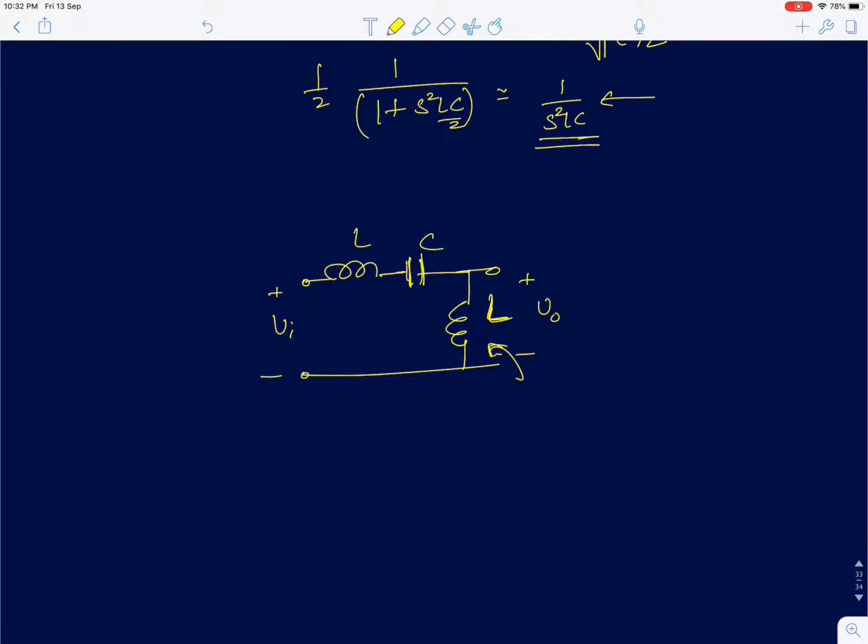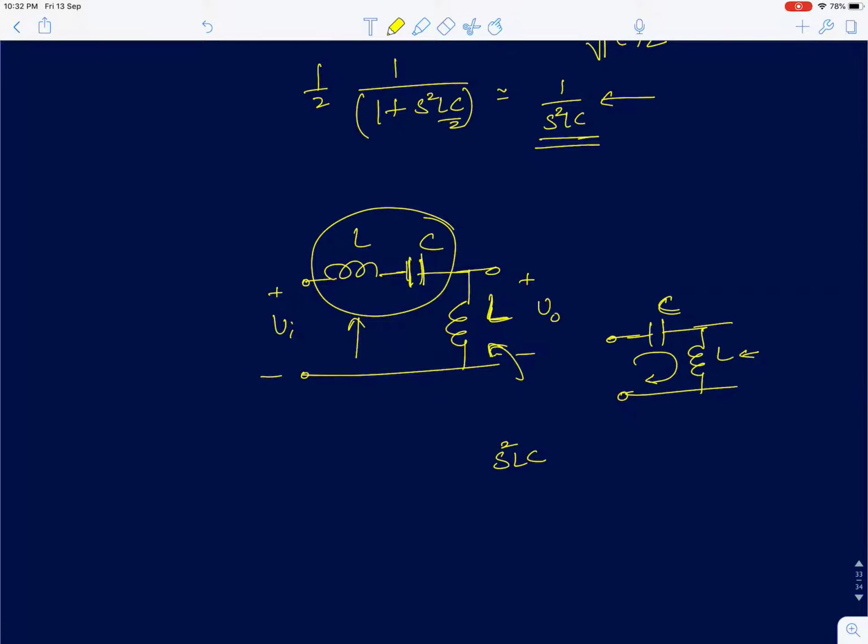Okay. So I can reduce the circuit to something like this at low frequencies. Capacitive impedance is much larger, so in the series LC it will be represented by a single capacitor. Now this transfer function we can write easily as the ratio of SL by 1 by SC, so it will be S square LC. So this is the low frequency transfer function.